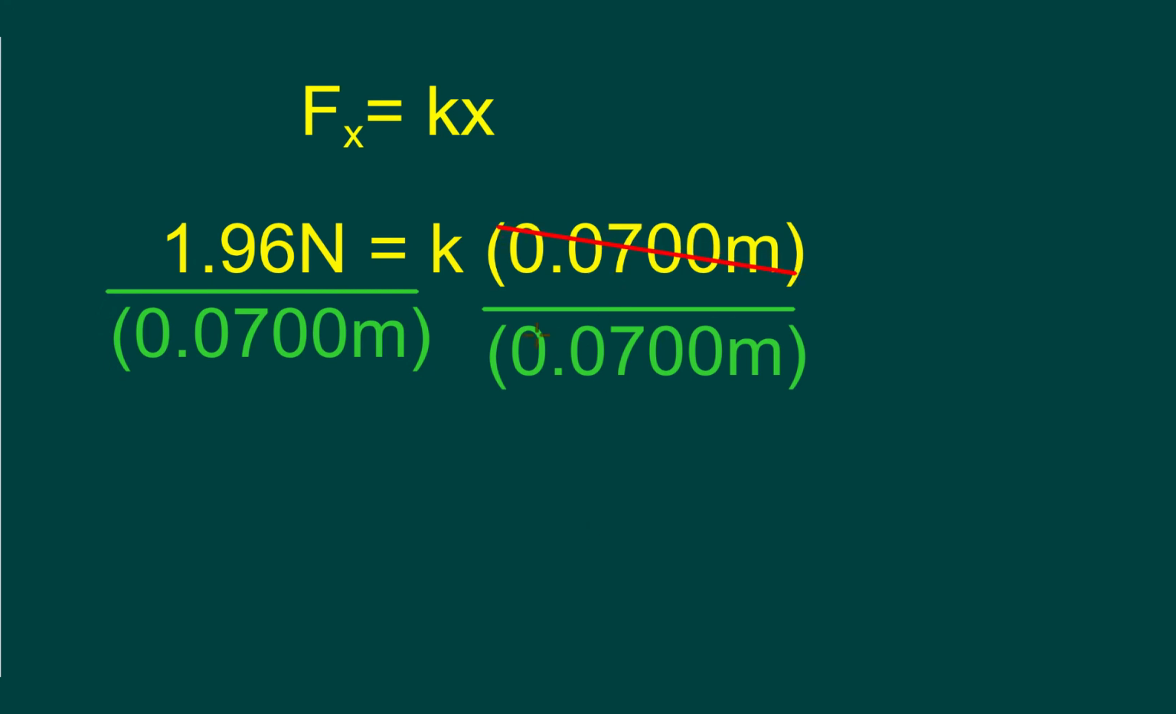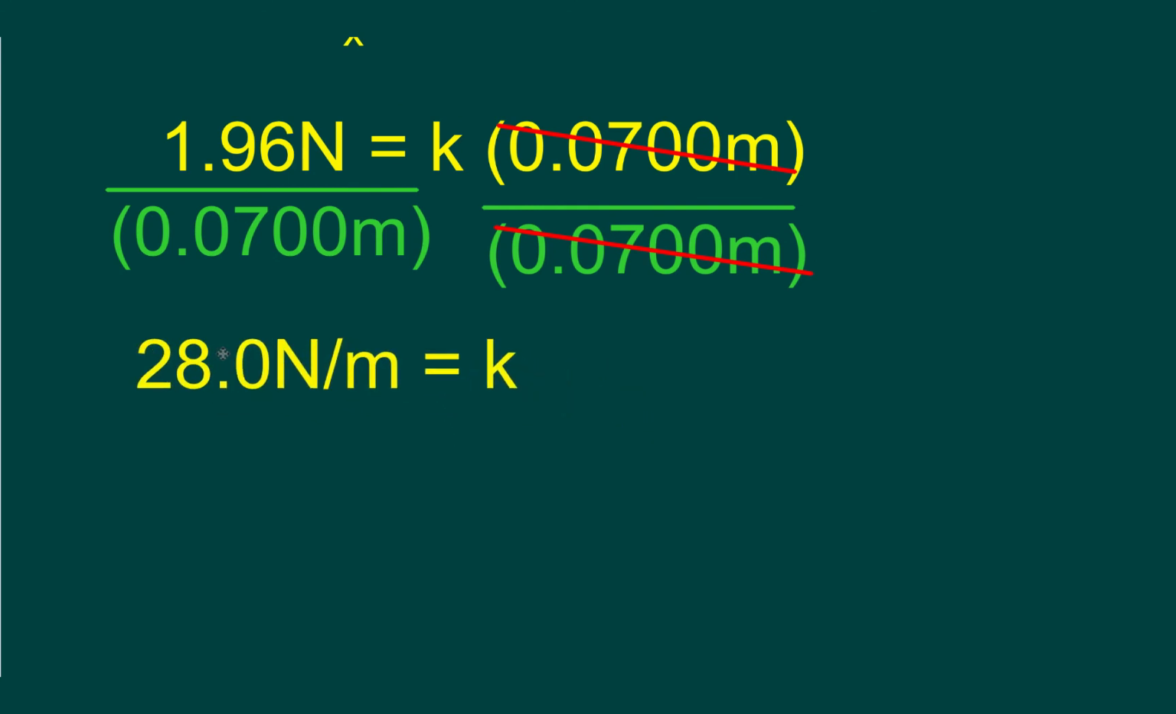On the right-hand side, they obviously cancel off. On the left-hand side, we have 1.96 newtons divided by 0.0700 meters. To put that on our calculators, we end up getting 28.0, and we have newtons on the top and meters on the bottom. And the units for the spring constant is newtons per meter. So this basically means that you would need 28 newtons in order to stretch that spring a distance of 1 meter.